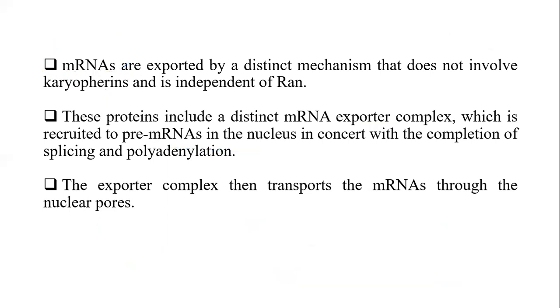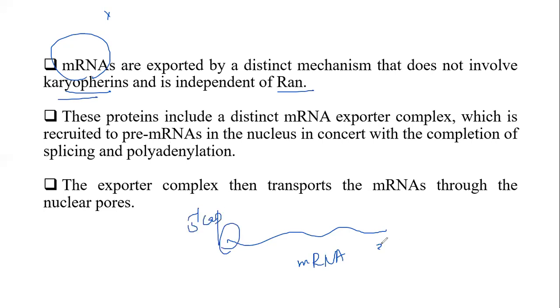What we have discussed is that in the case of rRNAs and tRNAs, you need the karyopherin proteins like importins and exportins, right? But in the case of mRNAs, it is not required. We also don't need RAN GTP. In the mRNA, we have the 5' cap as well as the 3' poly A tail, correct? This poly A tail is bound with poly A binding proteins. Along with this, we have certain extra proteins which help in the transport of the mRNA through the nuclear pores into the cytoplasm. Okay.